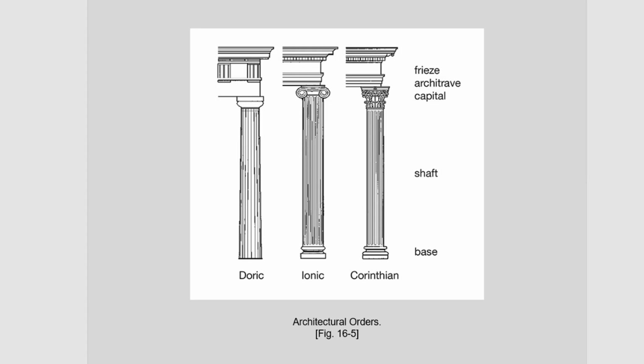I'm not going to actually have this on the quiz. This might be like a normal quiz question: what are these orders? But if you ever wondered, here they are. We have this one started first, right? Doric, Ionic, and Corinthian got much more elaborate.